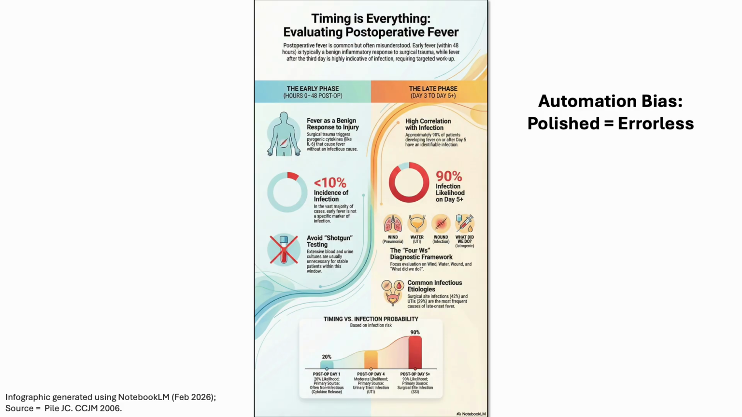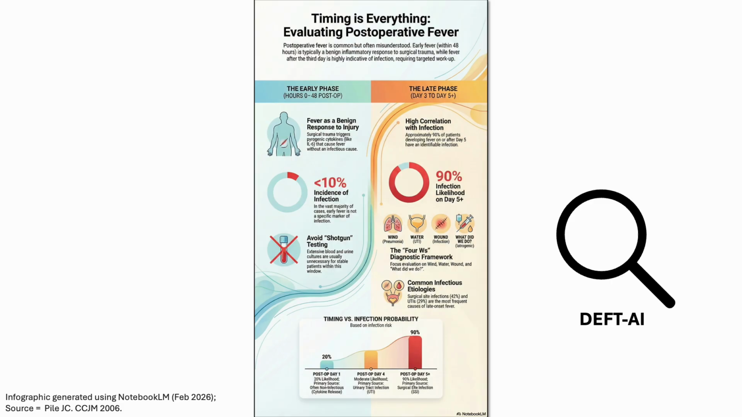But this is what's called automation bias, where we see something that AI has made that looks really shiny and polished and assume it's also complete and error-free. What we should do instead is employ this DEFT-AI framework that Dr. Chuang introduced last month and start to do some critical review of our AI output.